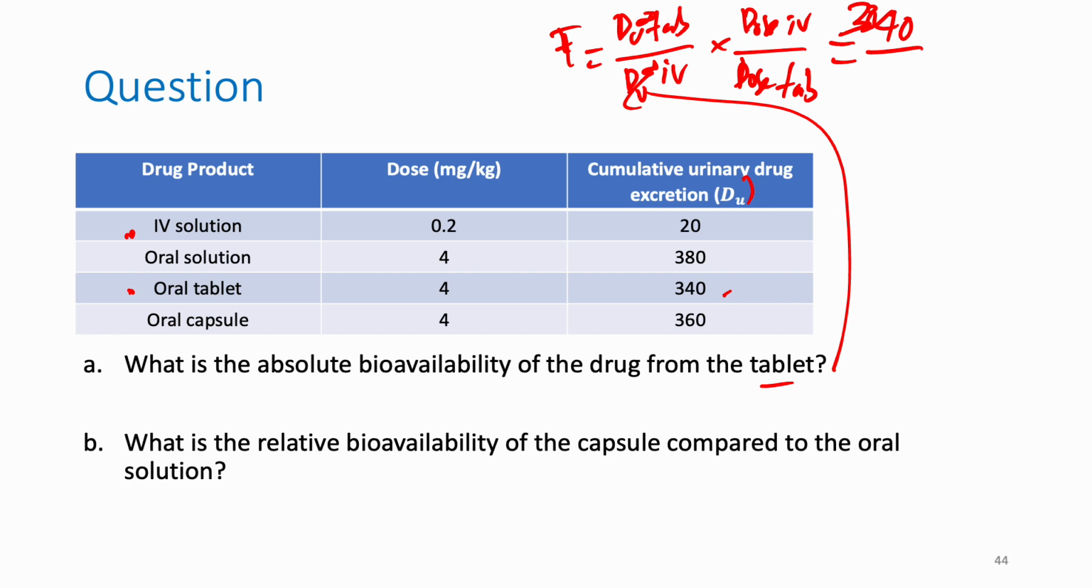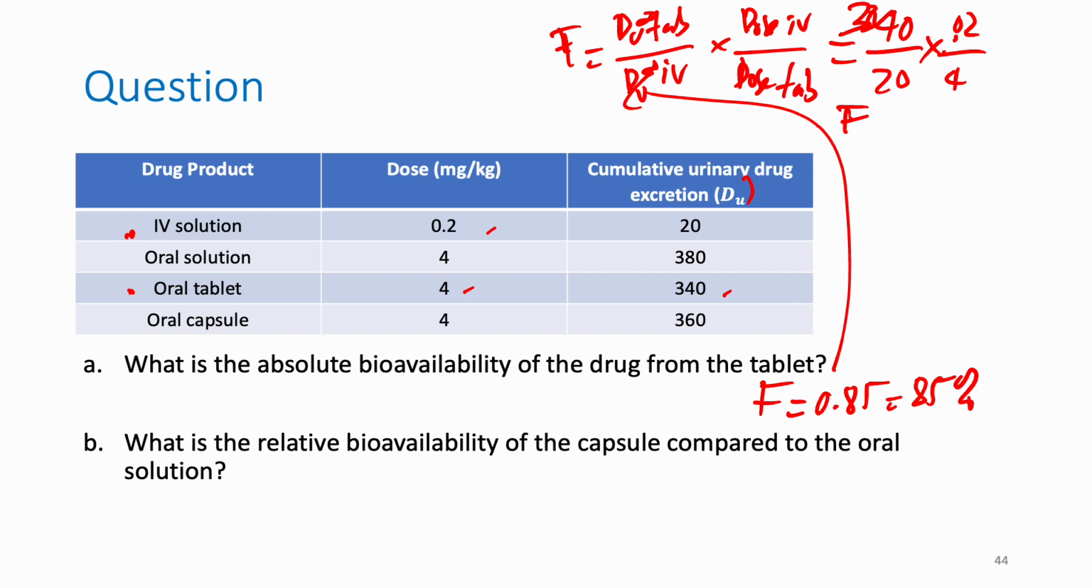The DU of IV is 20. The dose for the IV is 0.2 milligram per kilogram, and the dose for the tablets is 4 milligram per kilogram. Because they are in the same unit, I don't write it down here. So then finally, for this calculation, I have F equal to 0.85 or 85%.